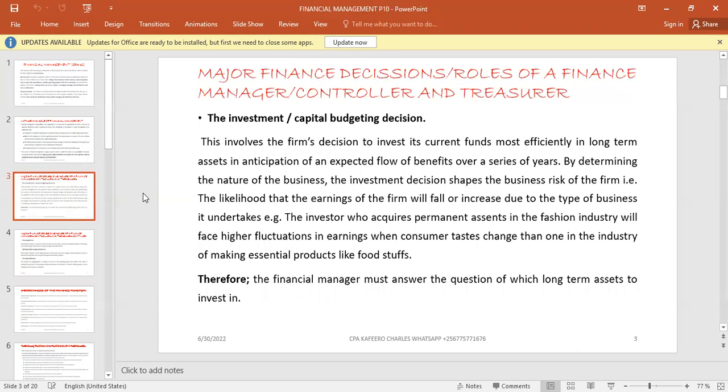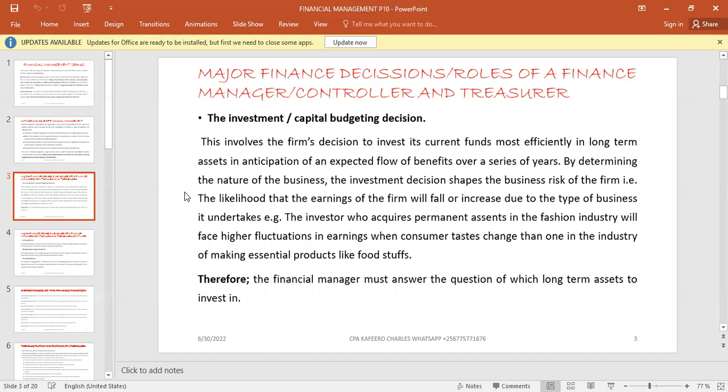And we are saying that these are the major financial decisions or roles of a financial manager. Remember, these are the ones the financial manager is supposed to do. He or she is supposed to make sure each of these decisions is done perfectly, so that we'll be able to maximize what the stakeholders want. If these are done wrongly, we expect that we are not going to achieve what the stakeholders want us to achieve. One of them is investment or capital budgeting decisions.